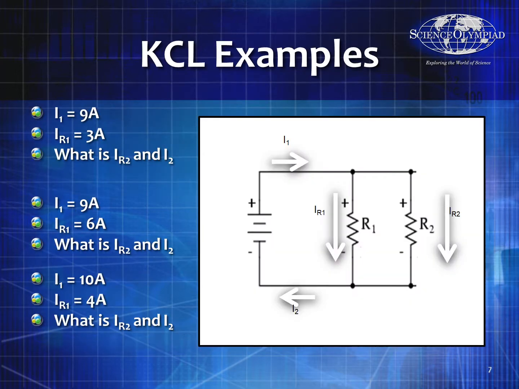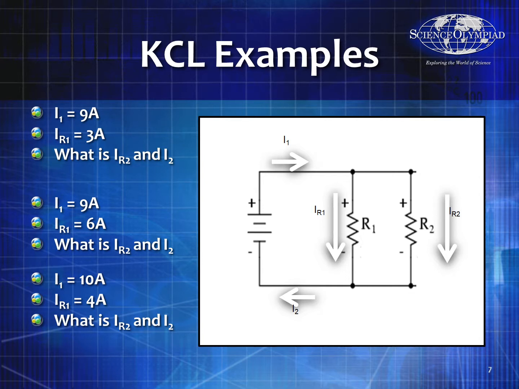So if I1 is equal to 9 amps and IR1 is equal to 3 amps, what's IR2? Well, IR2 obviously would have to be 6 amps because 6 amps plus 3 amps would be equal to 9 amps. Okay, well, what's I2? Well, I2 is always going to be equal to I1 in this case because the current flowing out of the battery has got to equal the current flowing into the battery. So therefore, it is equal to 9 amps.